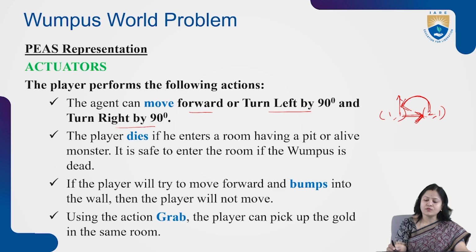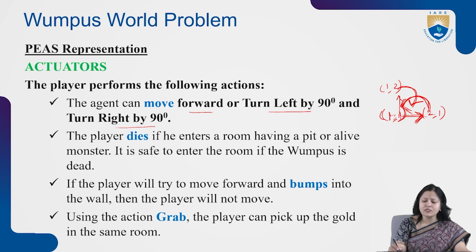Now suppose we consider the move from the 1-1 location, the starting point, to the 1-2 location. After reaching there, he may feel some unwanted situation, and suppose he has decided to come back to the original position. Then he has to turn right by 90 degrees. So this is a left turn by 90 degrees to come back to the original position, and this is a right turn by 90 degrees to come back to the original position. This is the first location, which is called 1-1.